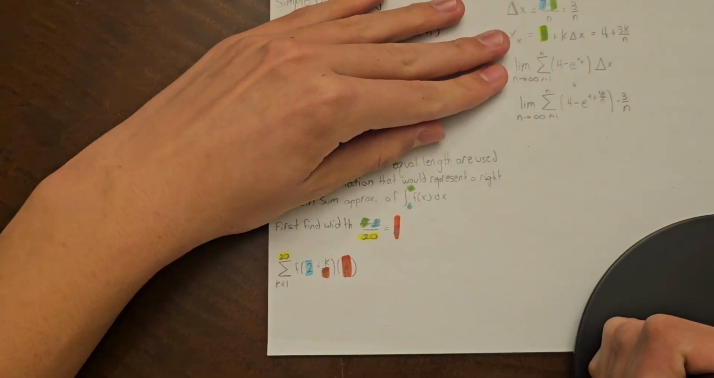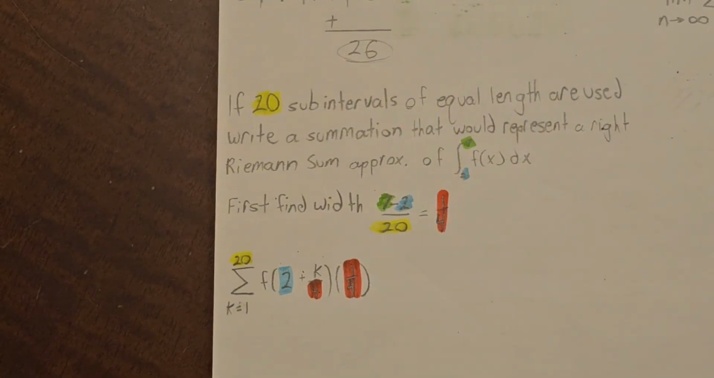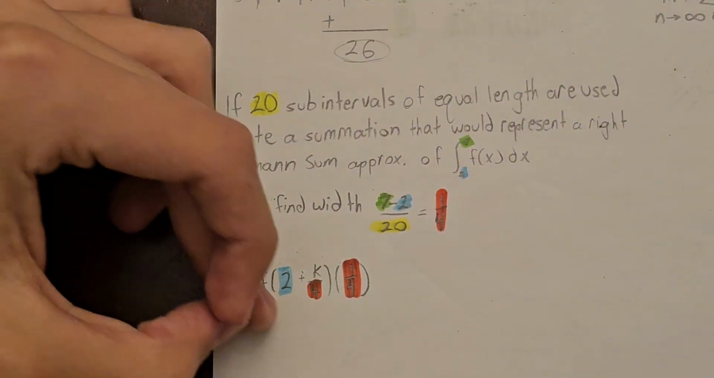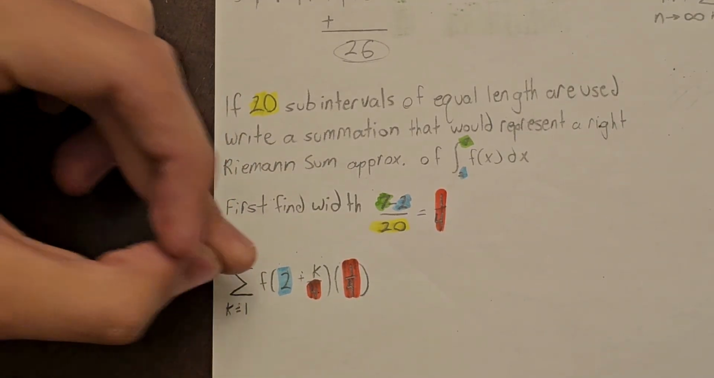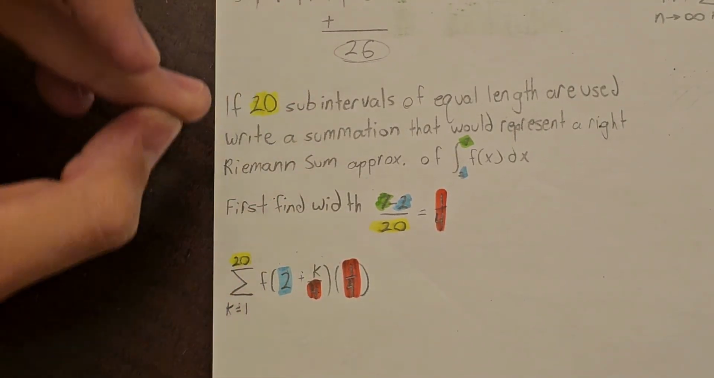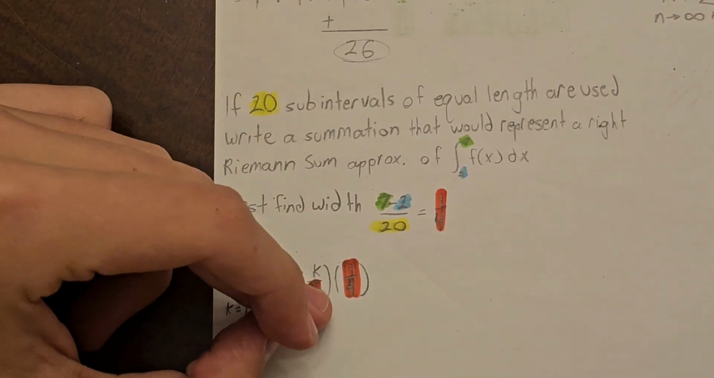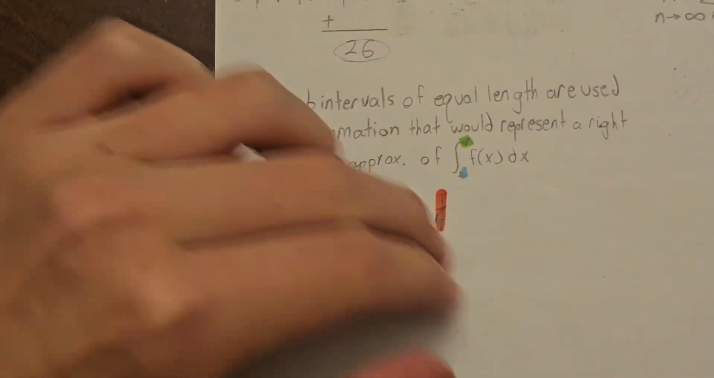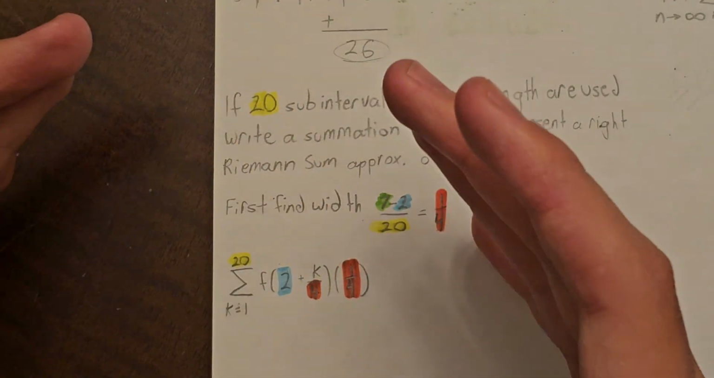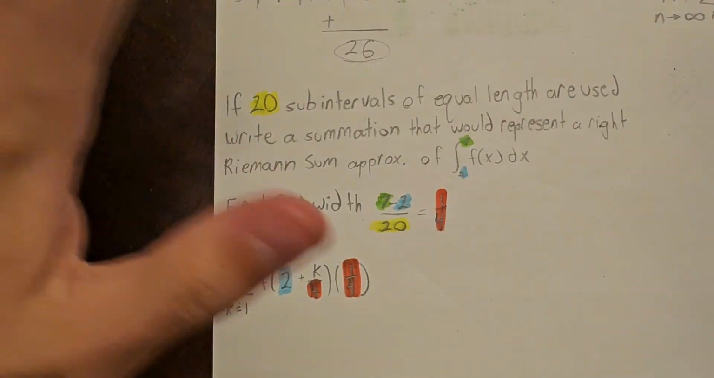Next, you're going to put it into the little formula I have over here, which is the sigma. At the bottom you always have k equals 1. At the top you always have the number of subintervals from the beginning. Then you have f, parentheses, bottom of the integral plus k times the red width that you got, and then you're going to close your parentheses, and then you're going to multiply it again by the red part that you got from the width.